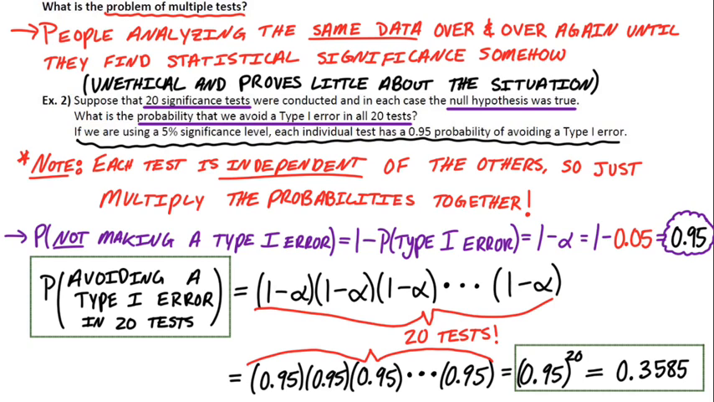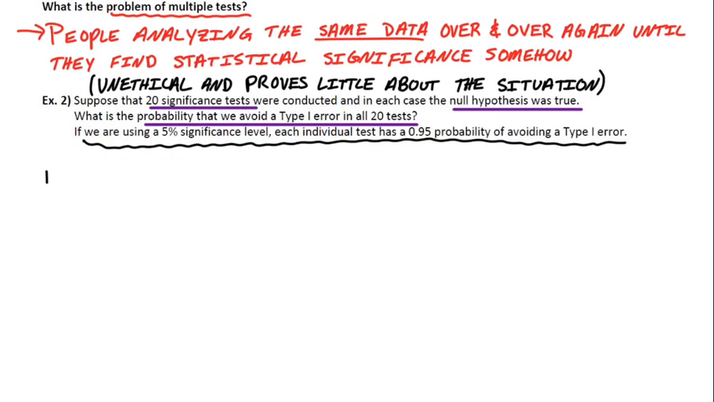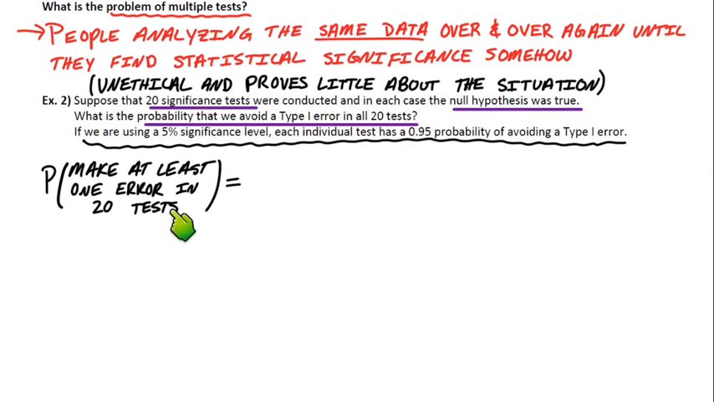So the probability we avoid a type 1 error in all 20 of those tests is only 0.3585. All right, well, so then what's the probability that we make at least one error, right? They made one error in the jelly beans. They finally found one that says green jelly beans. But what's the probability we make at least one error in 20 tests? And this is actually a really simple calculation.